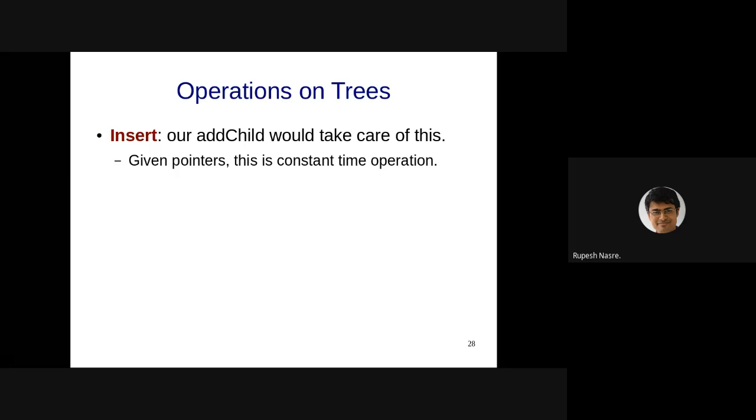In general, when we are talking about trees, we need to have some sort of an insertion being done of a new node, right? So that new node can be connected to that existing tree by connecting it as a child to an existing node, and that add child function can take care of this, right? And in fact, there is another function that we wrote just now, add children, which can allow you to add multiple children, right? So given the 2 pointers, add child is actually a constant time operation.